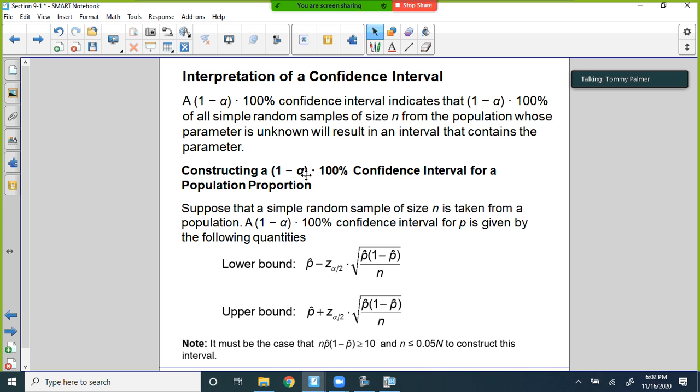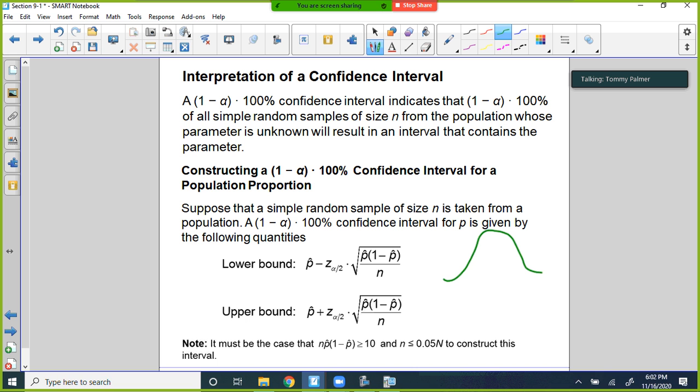Constructing a (1 minus alpha) times 100% confidence interval for a population proportion: suppose that a simple random sample of size n is taken from a population. A (1 minus alpha) times 100% confidence interval for p is given by the following quantities. The lower bound is p-hat minus z sub alpha over 2. All right, it's the confidence level divided by 2, right? Well, I should say the alpha is what's on the outside of that confidence interval, okay?